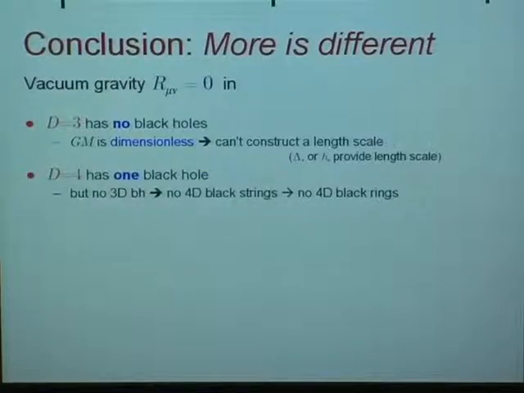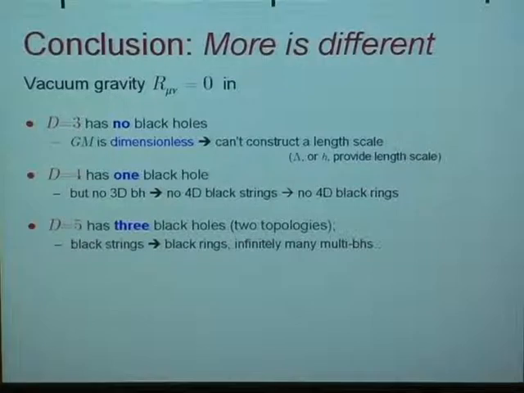Now, in four dimensions, we've seen that there's one black hole, the Kerr black hole. Since there are no three-dimensional black holes, we cannot form four-dimensional black strings, and then we cannot form black rings. This is one simple way, if not a very rigorous one, of seeing why black rings aren't expected here. In five dimensions, we have three black holes: the Myers-Perry black hole and two varieties of black rings. There are two different topologies.